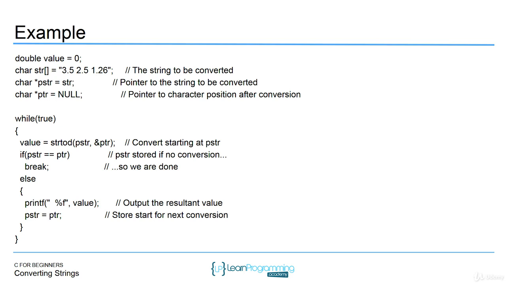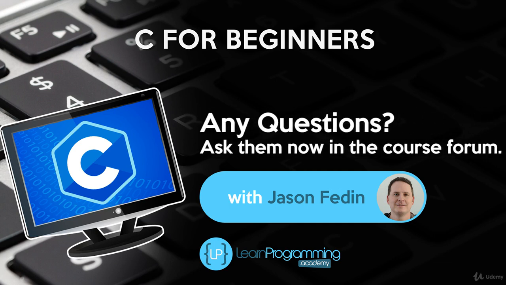Otherwise, if we were able to convert the value, we're just going to print it out. And we're then going to go for the next conversion. pstr is going to equal ptr. So you can run this and you can see that it's going to end up converting everything in the string array to specific values, double values. I usually use atoi, atof, but either one of these will work. These are the conversion functions. Thank you.